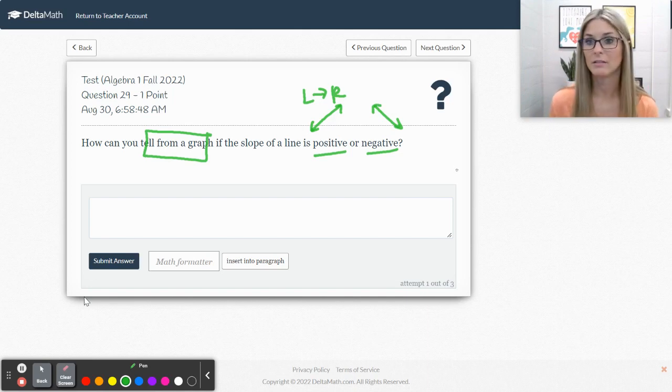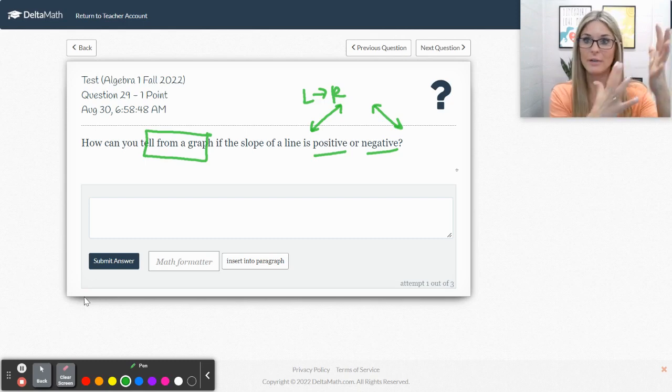That's all that's asking. How would you just look at a graph and know? You don't have to get into counting the rise over the run and it would simplify to a positive or simplify to a negative. You don't have to get into that. You could just say, if you look at the line, I would emphasize from left to right, if it is going upward or up to the right. And then if you look at a negative graph from left to right, it's going down to the right.